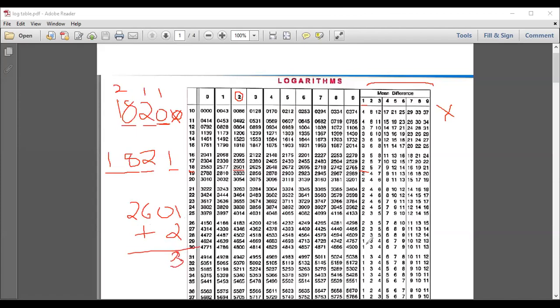Just bear with me with this writing part. Sorry for that, but I can't help it. I have to explain, otherwise you won't be able to understand. Fine. So the answer is 2603. But for our case, the answer is 2601 because the mean difference column does not exist for us. So you must have understood something, at least a little, right?